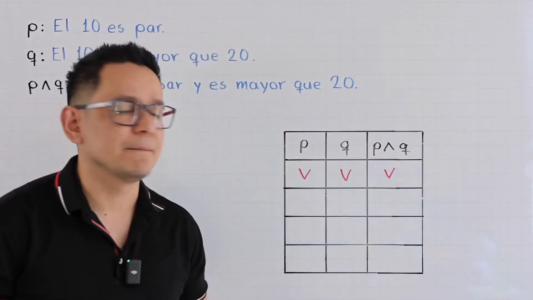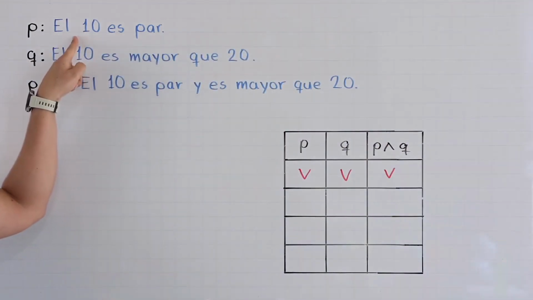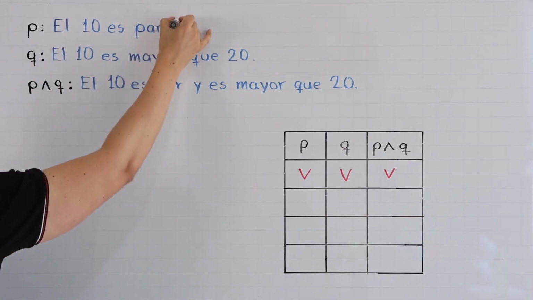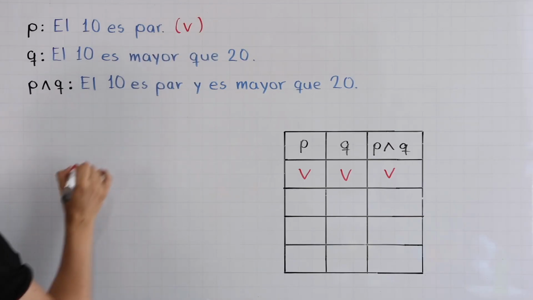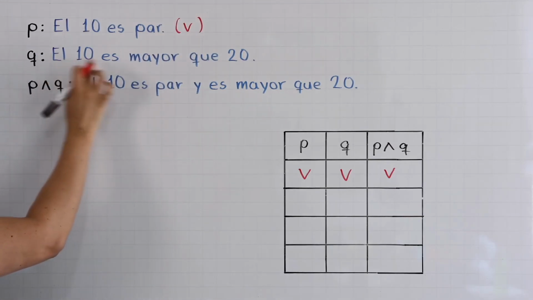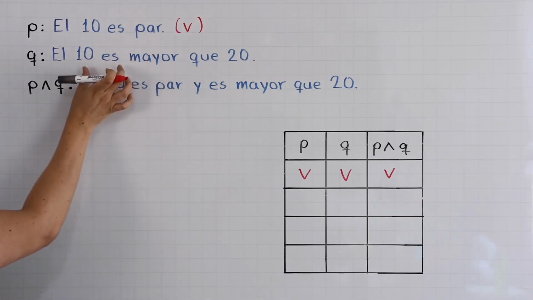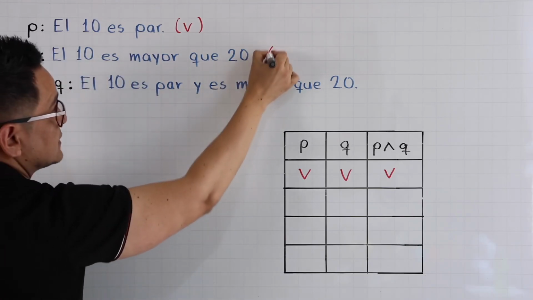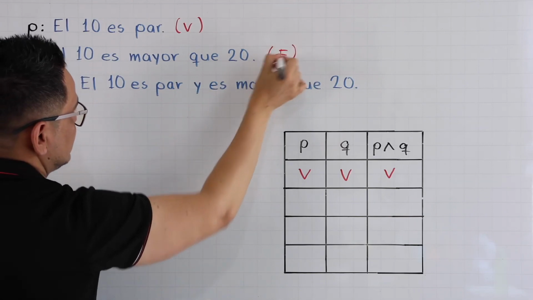Come on, start thinking. This will be a proposition. True or false? 10 is even. Very good. Here we're going to say it's true, right? Now this other one. 10 is greater than 20. Is this a true or false proposition? Correct. It's false, right? 10 is not greater than 20.